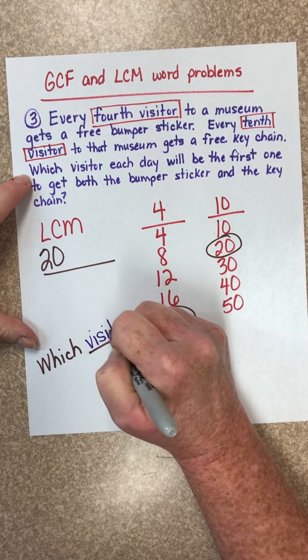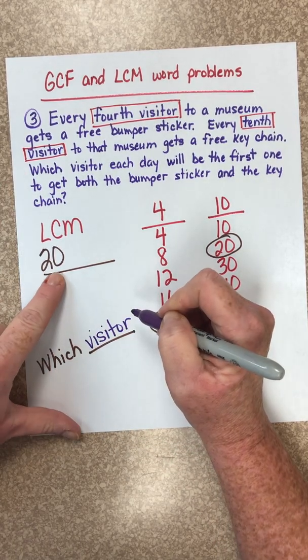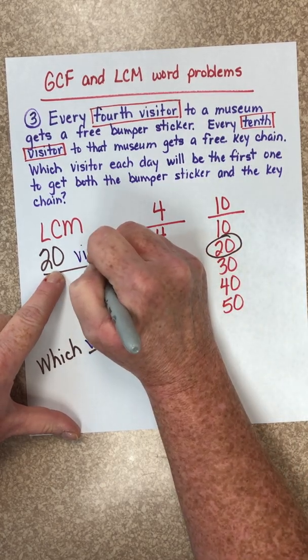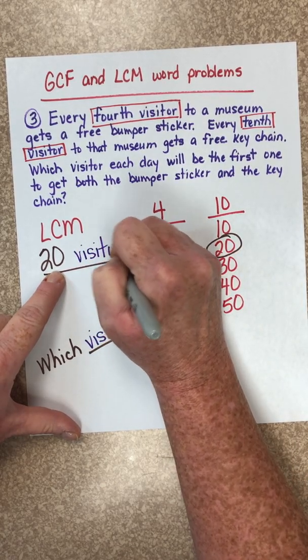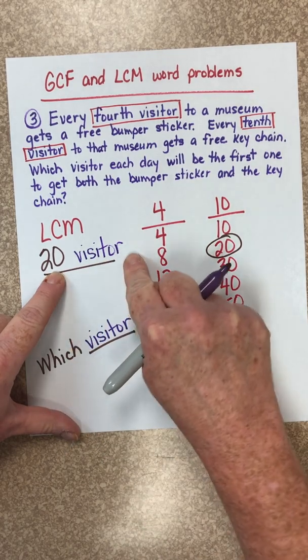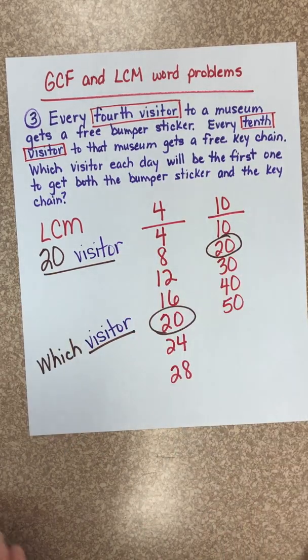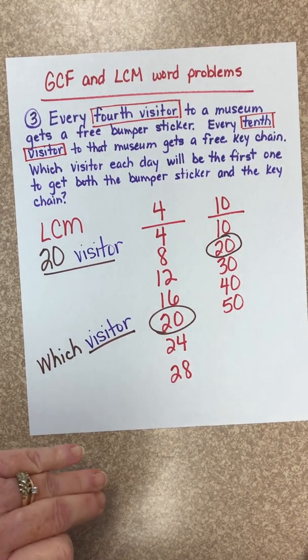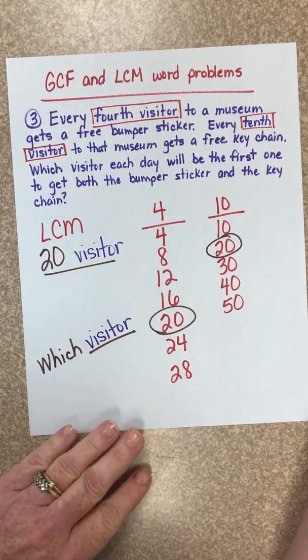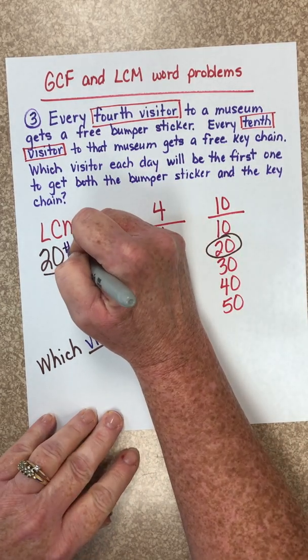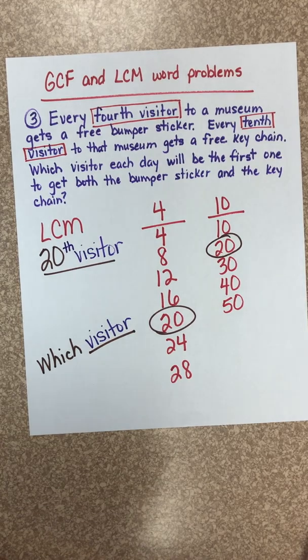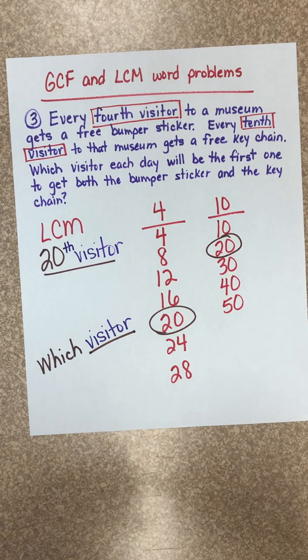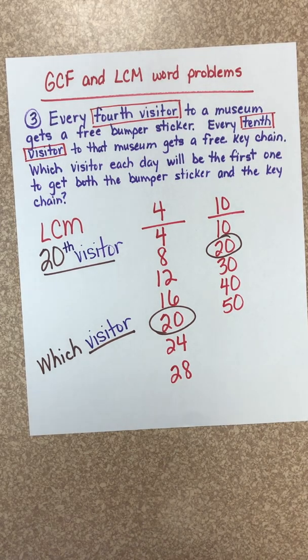So it is 20 visitor. Now, hold on a second. That doesn't make any sense. Does that mean 20 visitors? 20 visitors are going to get both a bumper sticker and a keychain? No, that's not what the question's asking. It wants to know which one. So in this case, we might want to say it is the 20th. So I'm just going to add a TH there. It's the 20th visitor that goes to the museum that's going to get both the bumper sticker and the keychain.